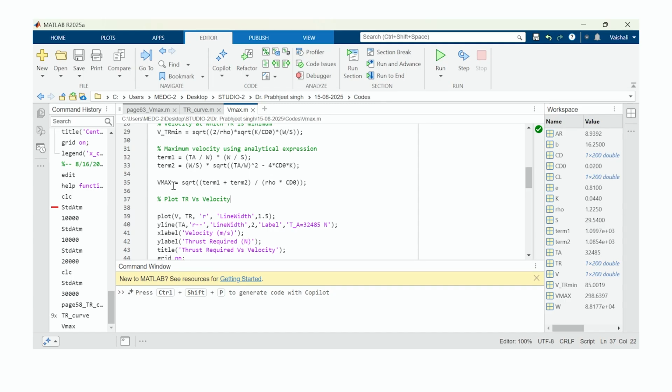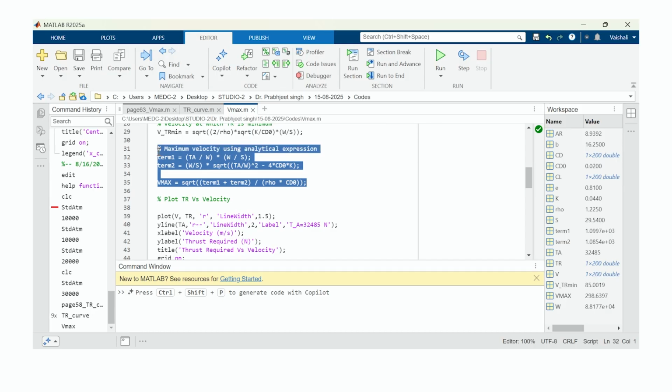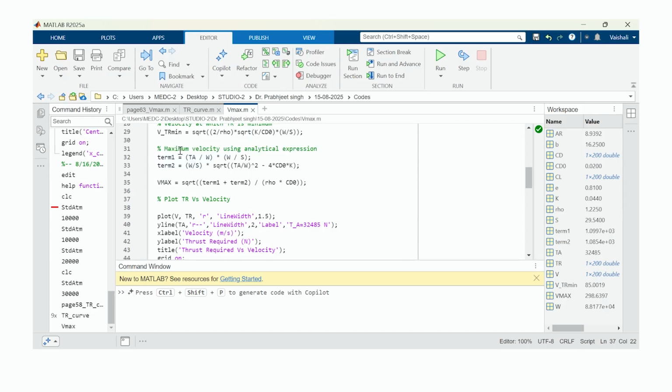Let us check the analytical calculation for this Vmax. You can see here, Vmax is approximately 298.63 meters per second. So the expression that we have derived is correct. This is the maximum velocity using the analytical expression.